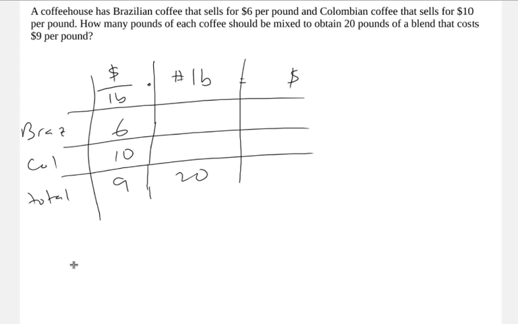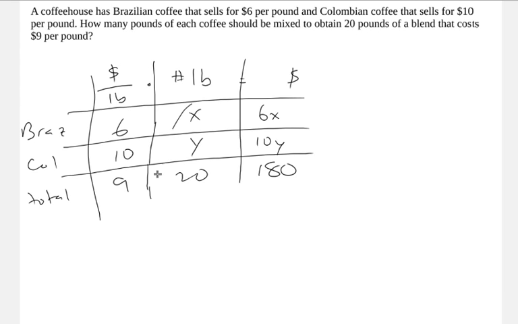This is almost an exact duplicate of the previous example. Since this is $9 per pound and it's 20 pounds, that means 9 times 20 is 180. This is a total of $180 worth of coffee. I know that this should be X and that should be Y, or at least that's what I'm going to call them, rather than calling this one X and that one Y. Again, because I can multiply these together to get the third value as opposed to dividing to get that one.